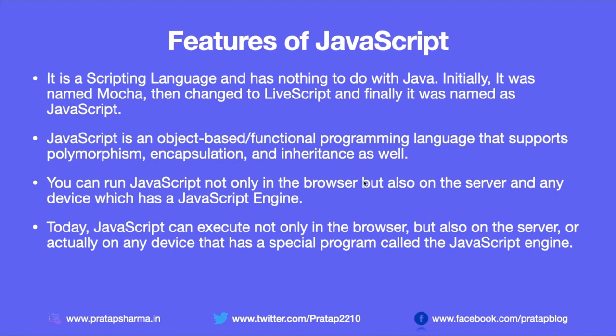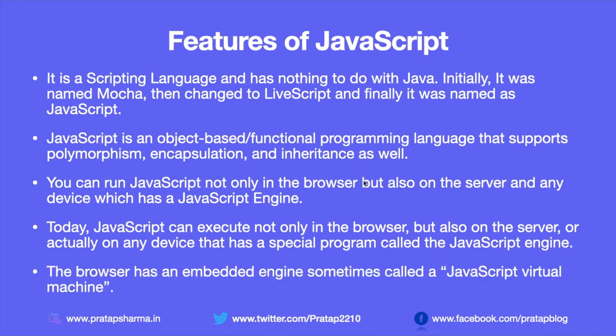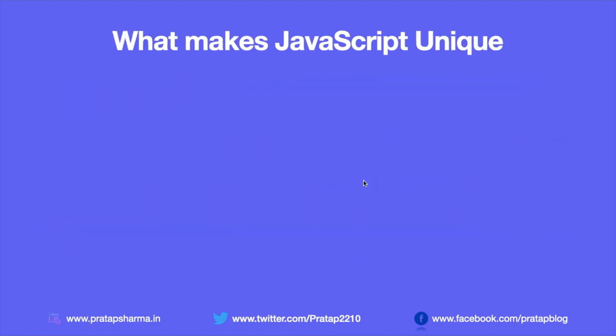We must always know about the JavaScript engine. Different browsers have different JavaScript engines. For example, I told you Chrome has the V8 engine, Mozilla has SpiderMonkey, and I don't remember the other engines. Now let's try to understand what makes JavaScript unique.